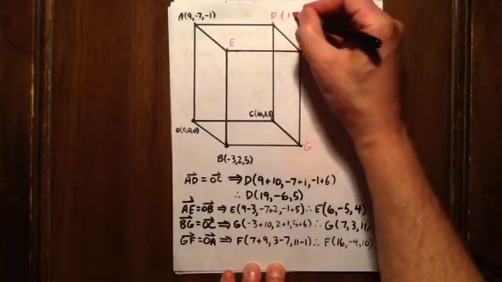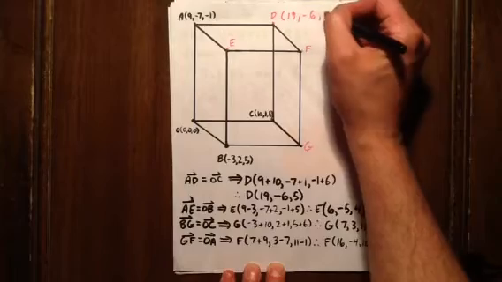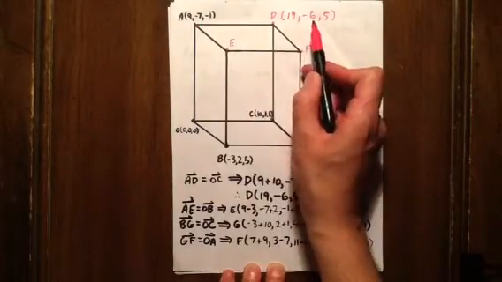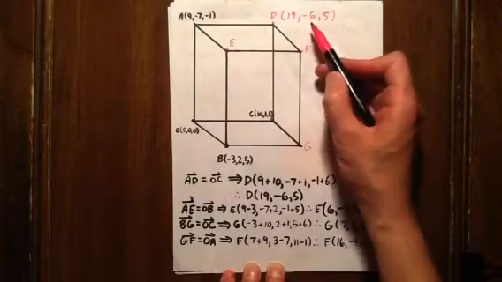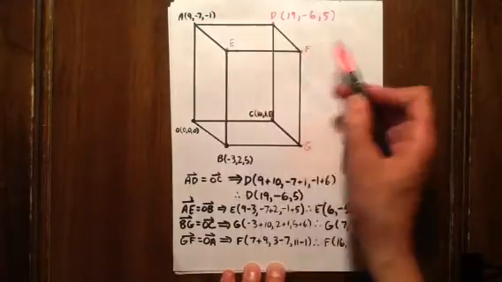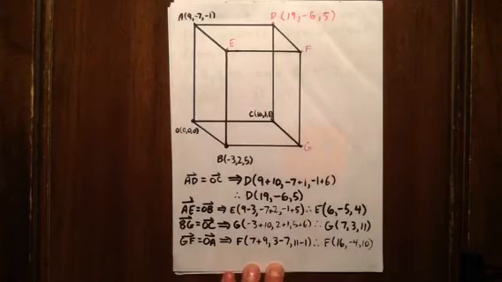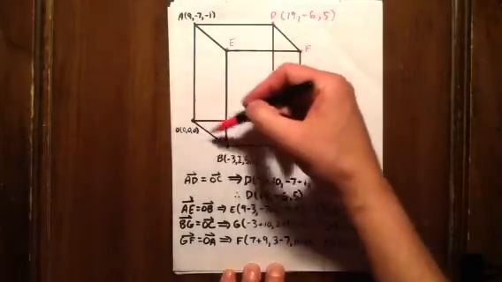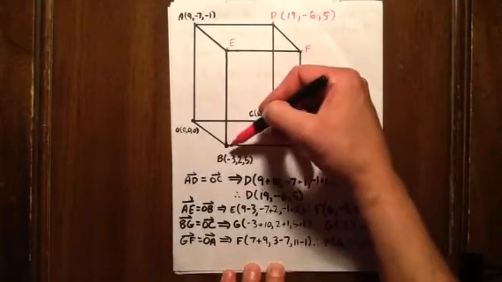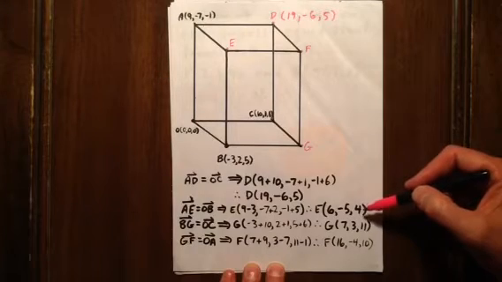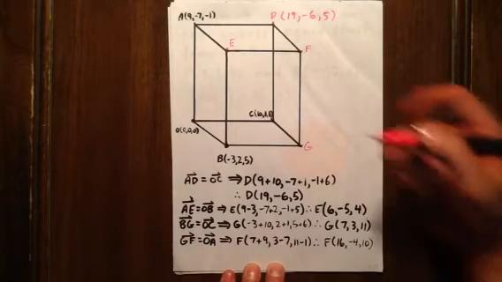Because if D is the point 19, negative 6, 5, then 19 minus 9 is 10, negative 6 minus negative 7 is 1, and 5 minus negative 1 is 6. And we've got equivalent vectors that are obviously parallel. Now, AE needs to be the same as OB. OB is negative 3, 2, 5. So that means that the coordinates of point E must be 6, negative 5, 4.